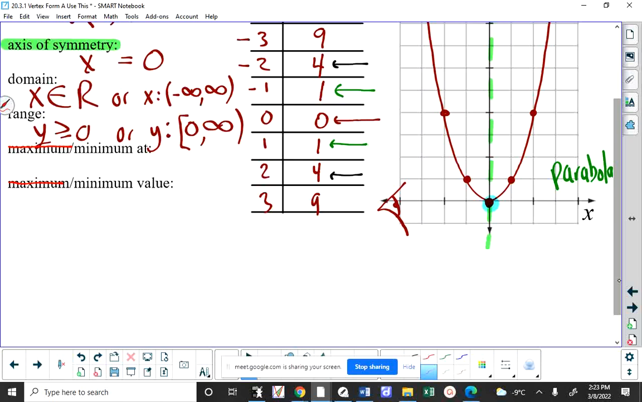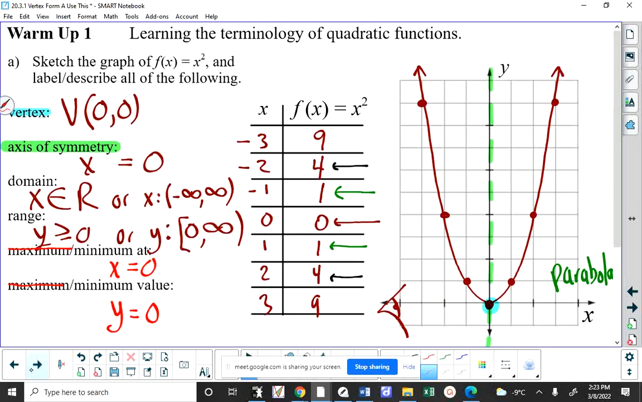And this is going to seem really goofy, but you'll get used to it. The minimum value is y equals 0. And the minimum occurs at x equals 0. So when you talk about where a point is, we talk about the x value. When you talk about what the point is, we talk about the y value. It's kind of a weird thing, but again, you will get used to it. And that's it. Does anybody have any questions with any of the terminology or that graph?